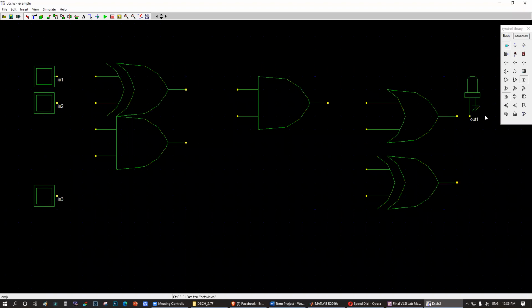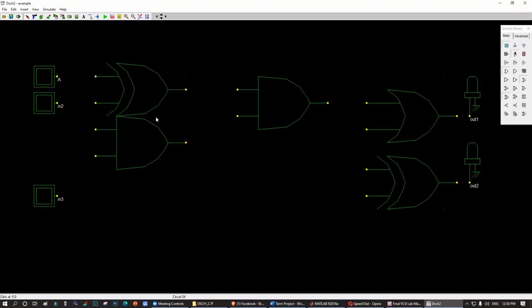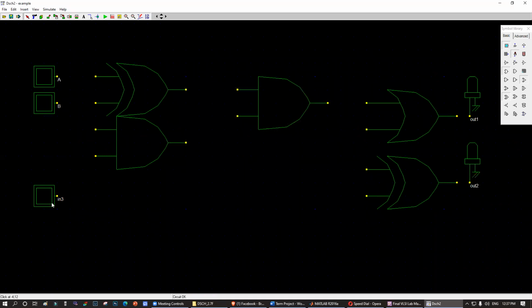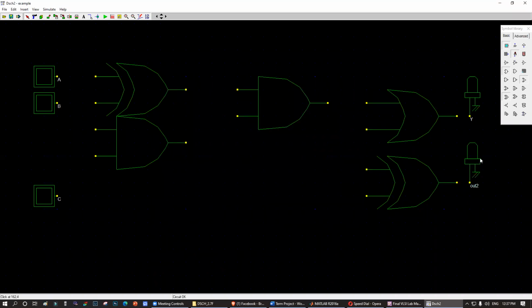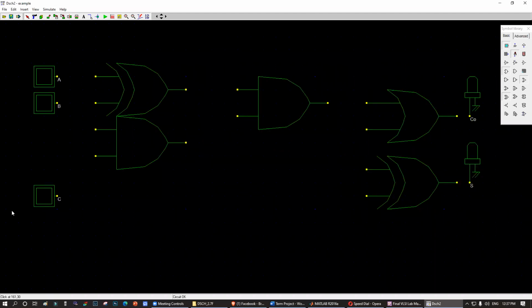And we need two outputs. One is here, another one is here. Now let's rename these. This becomes your A. This is your B. This is your C. This is your C out. And this is your sum, that means S. This C means C in. CO means C out.